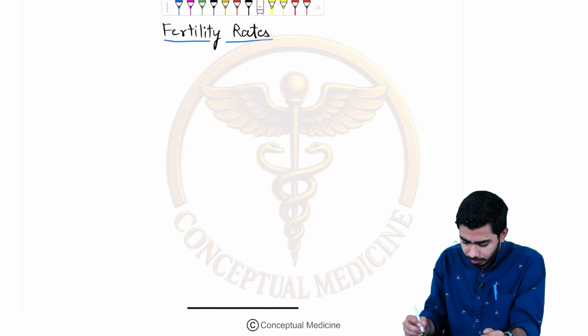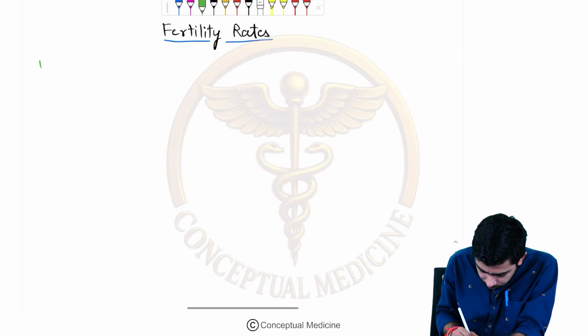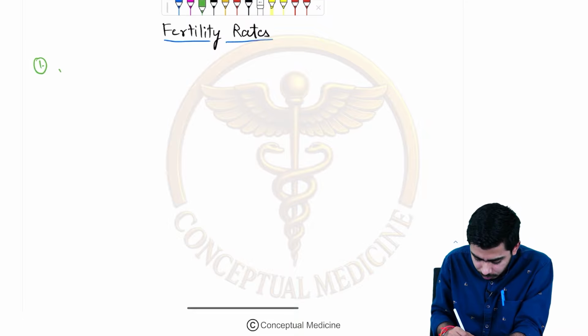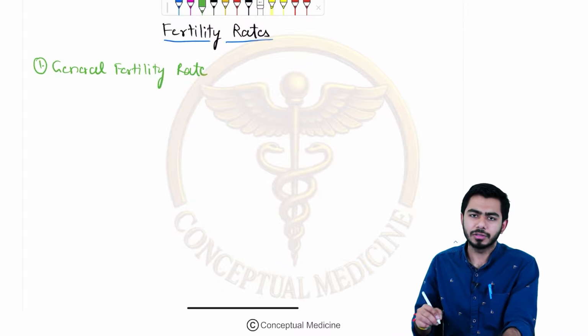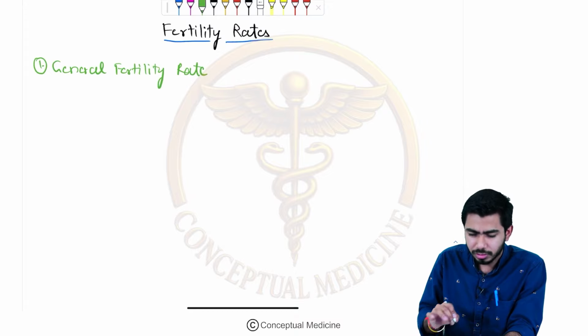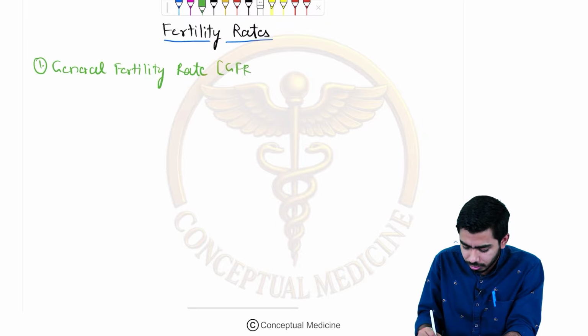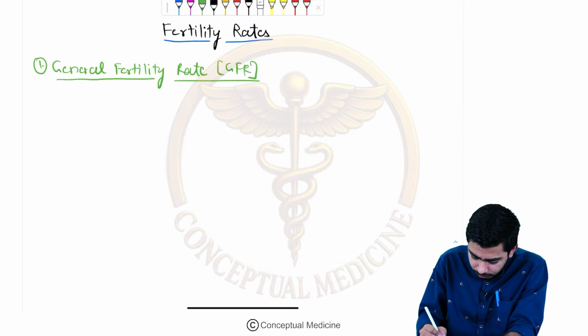So the very first one, guys, that will be the general fertility rate. GFR. I know you must be thinking of glomerular filtration rate after listening to GFR, but over here I'm talking about the PSM, that is the general fertility rate. This is the GFR in short. Basically this simple formula is the formula of GFR.